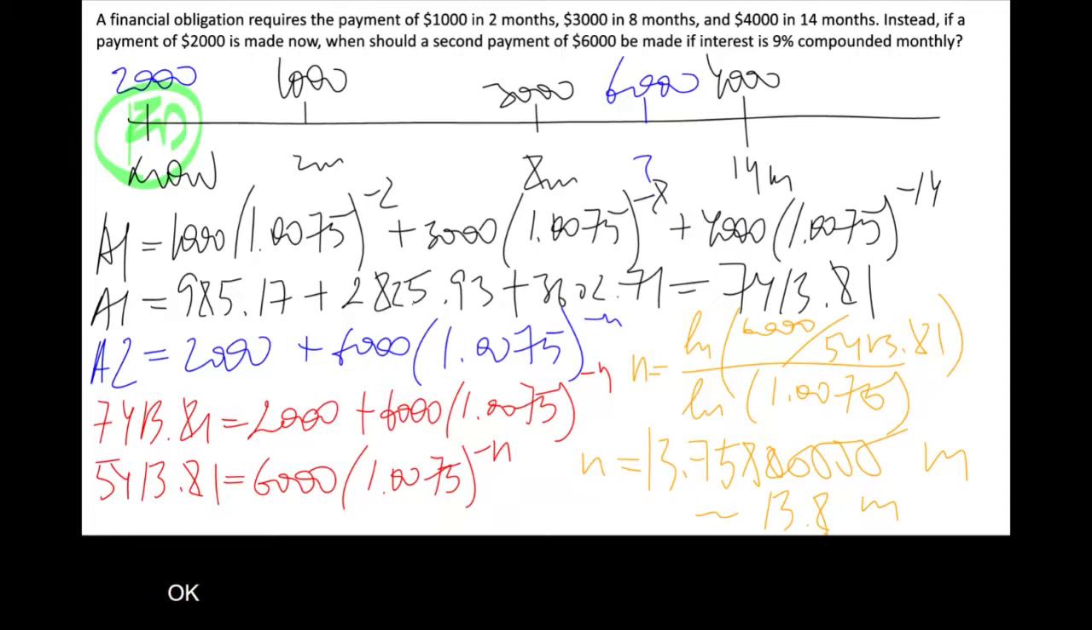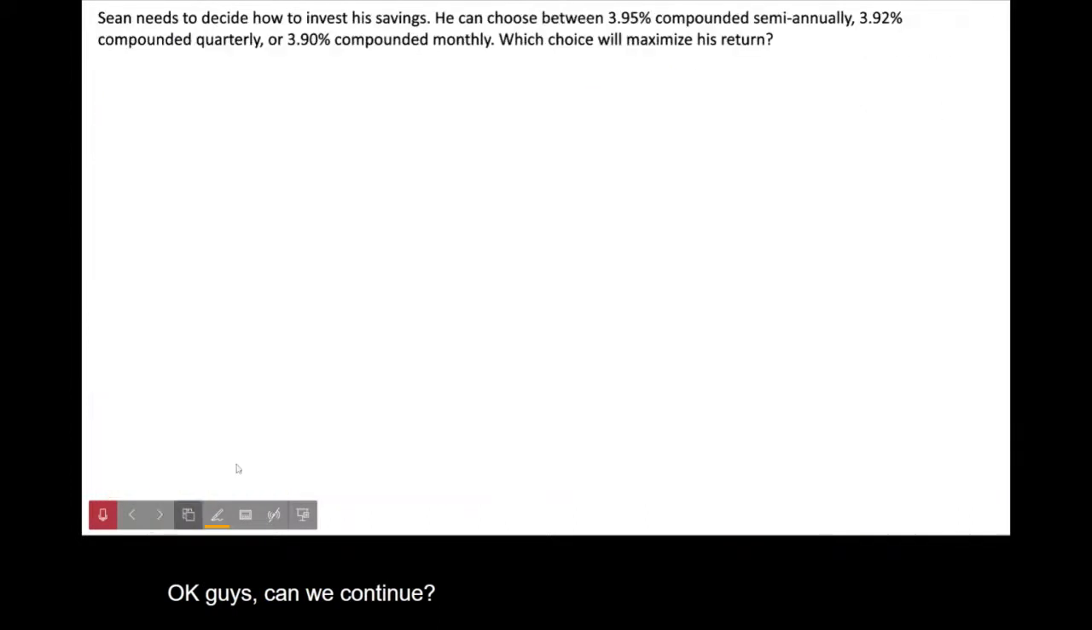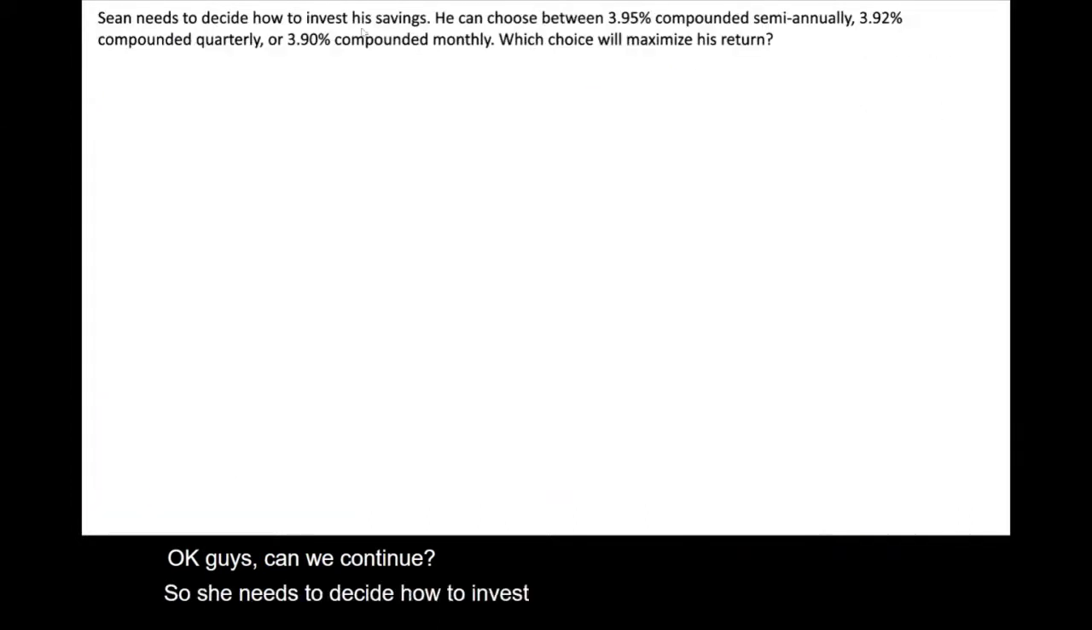Okay, guys, can we continue? Okay, so Sian needs to decide how to invest his savings. He can choose between three, basically. Let's calculate the effective rate for each.